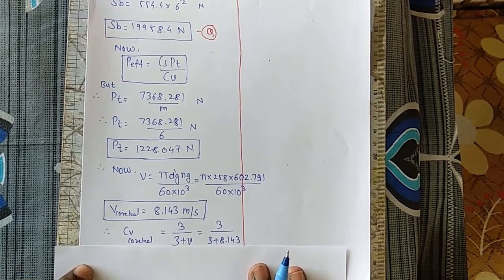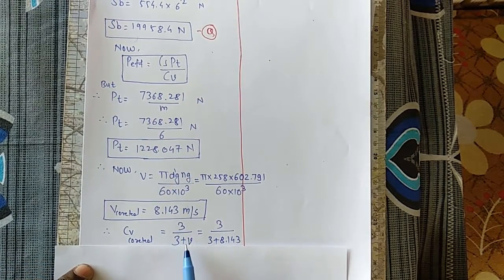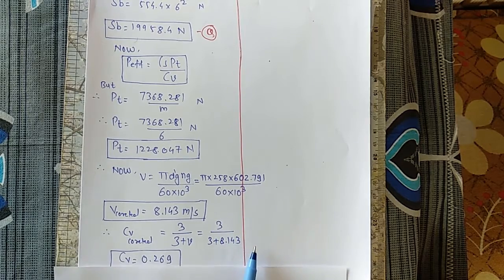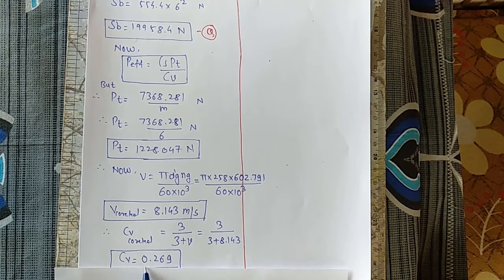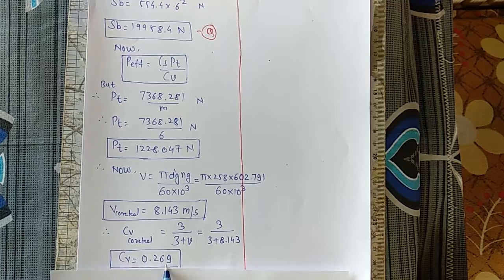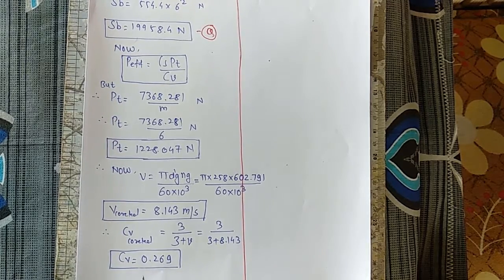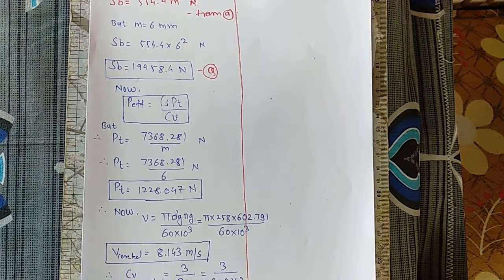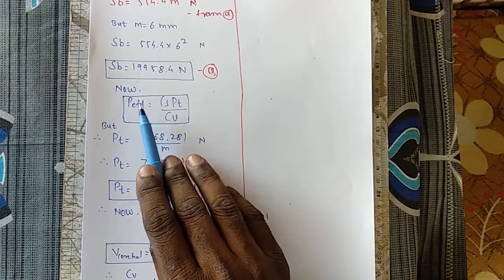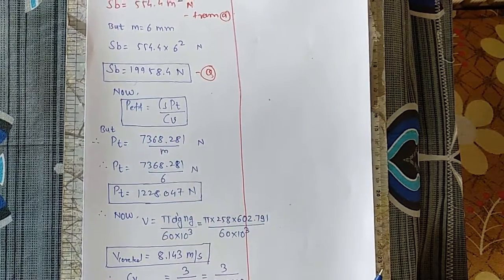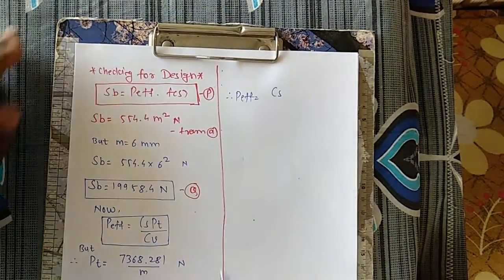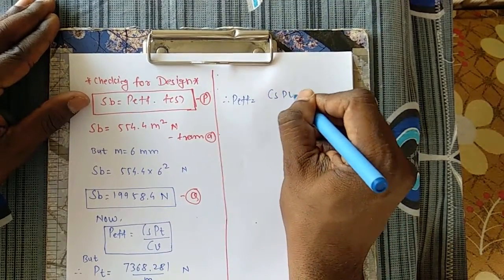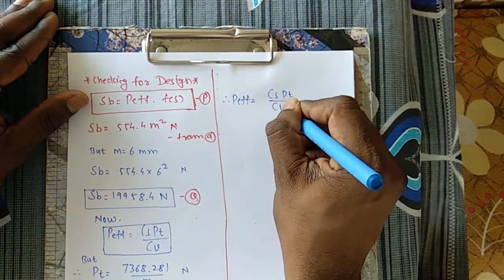As we got the corrected value of V, we will go for the corrected value of CV. CV is given by 3 divided by 3 plus V, and here we are using the corrected value of V, so 3 divided by 3 plus 8.143, and we get the answer for CV as 0.269. So we got the value for CV, we got the value for PT, we are knowing CS, now we will calculate P effective. Therefore P effective is equal to, I will rewrite this equation, CS PT divided by CV.